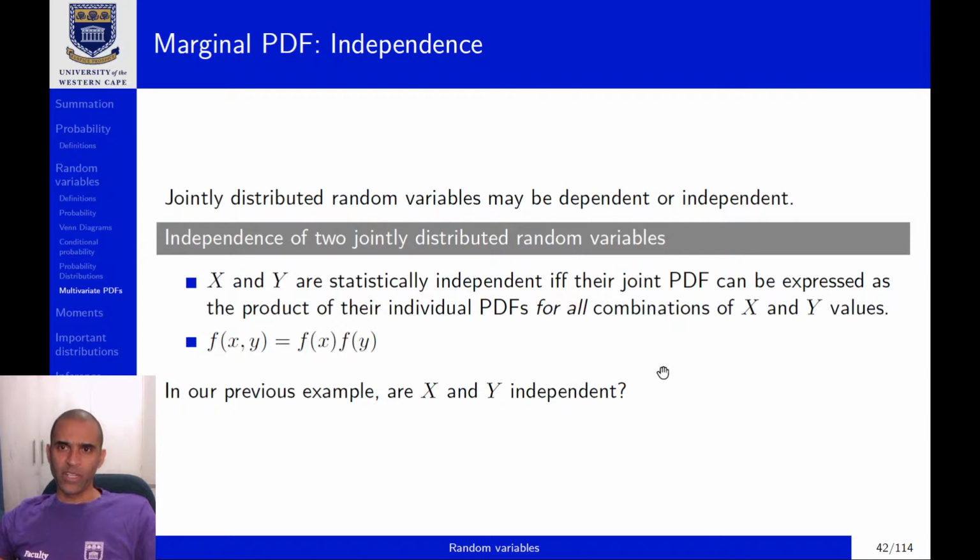Now, jointly distributed random variables may be dependent, they may be independent. We know that they are independent if the joint PDF of x and y can be expressed as the product of the respective PDFs for all combinations of x and y. Please note that word all, for all, italicized in this slide. So if the joint PDF for x and y can be expressed as the product of the respective PDFs for all x and y, then x and y are said to be independent.